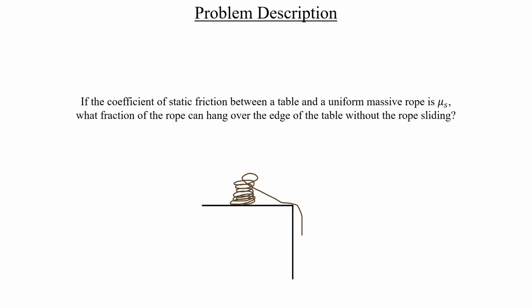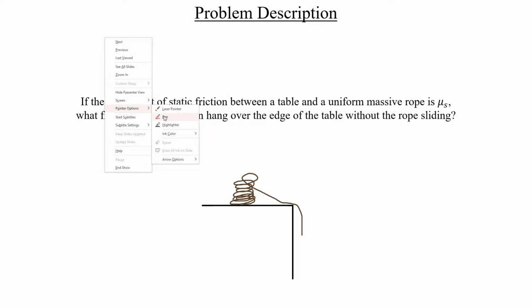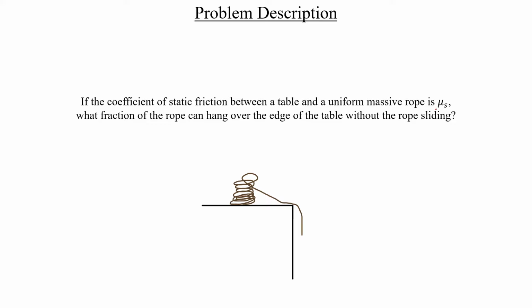as you can see here. If the coefficient of static friction between a table and a uniform mass of rope is mu sub s, we need to figure out what fraction of the rope can hang over the edge of the table without the rope sliding. And I know that it can be a rather confusing problem because we were only given one physical quantity, the coefficient of static friction, which tells us absolutely nothing about the length of the rope or the mass of the rope or anything in that regard that might be useful to figuring out the fraction that can hang over the edge.